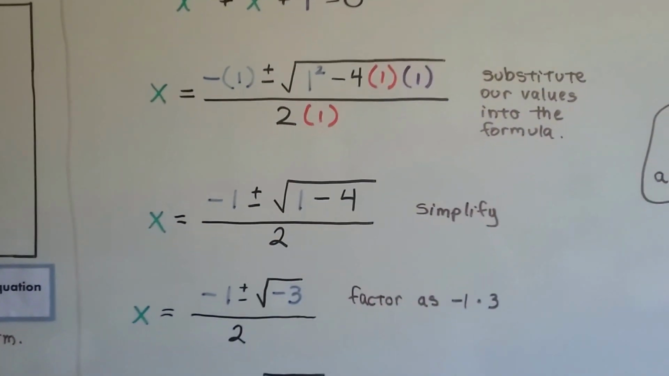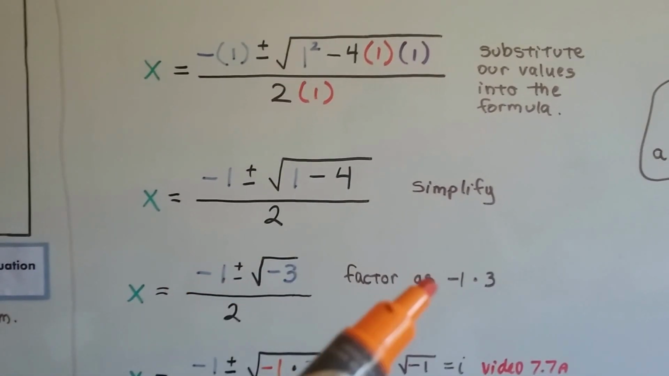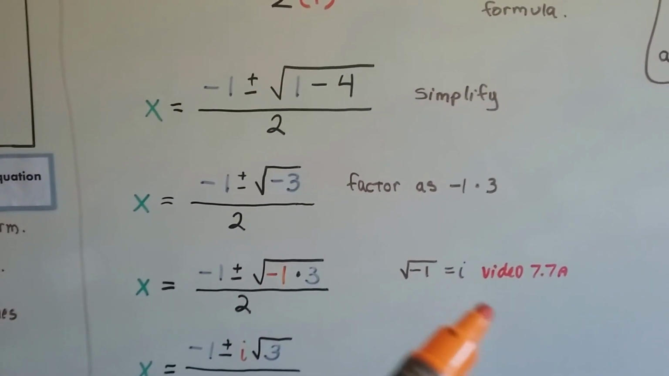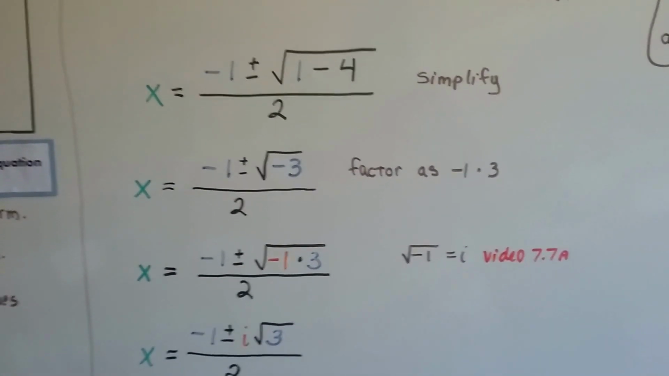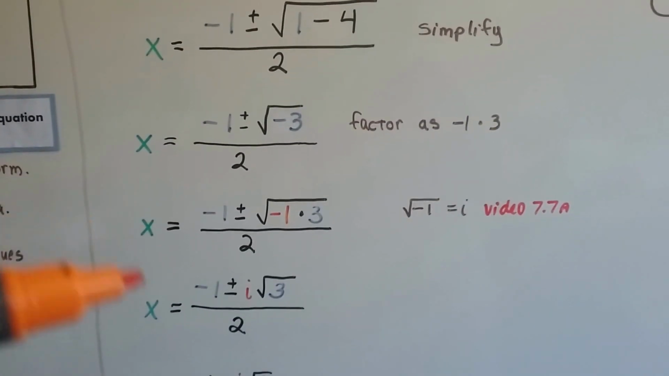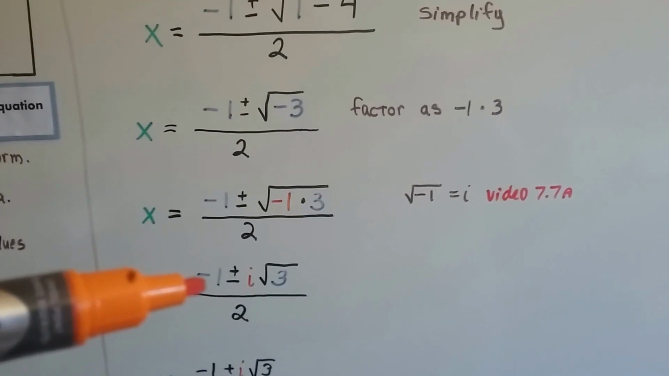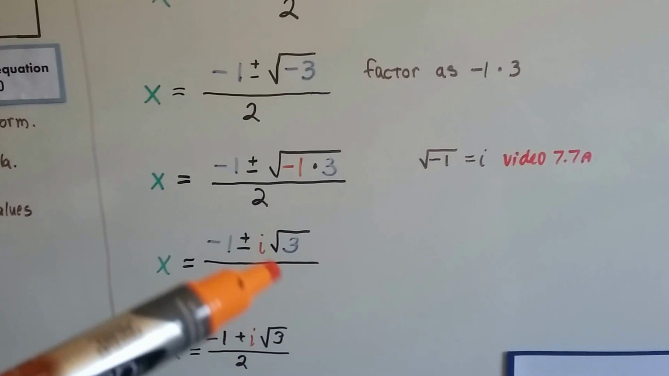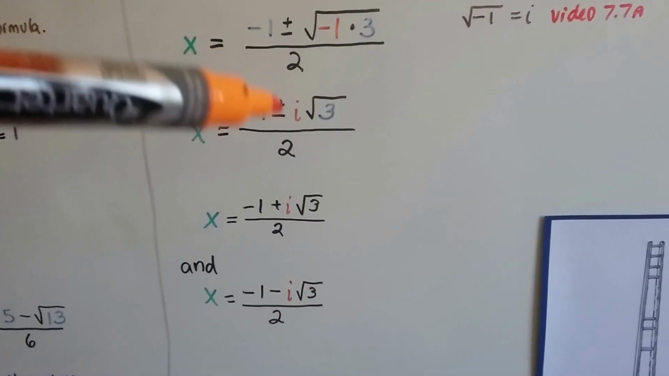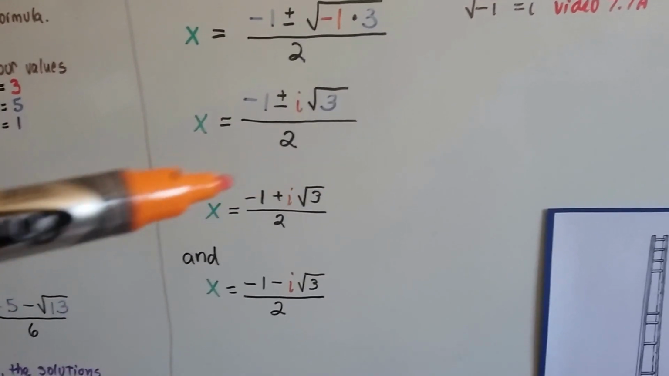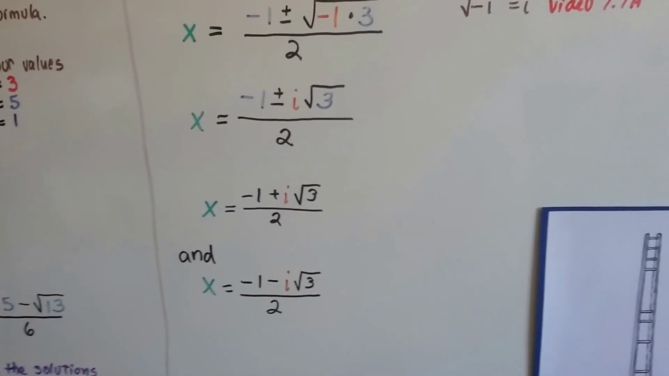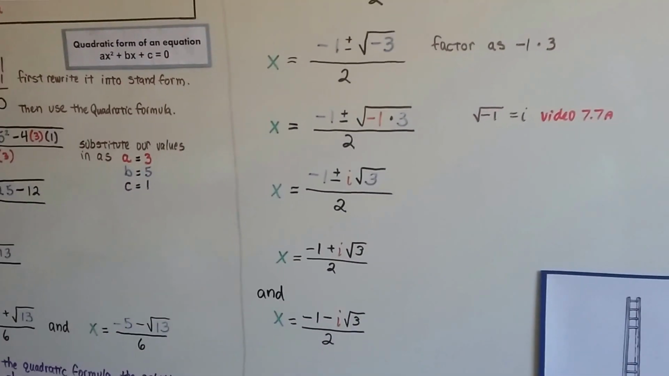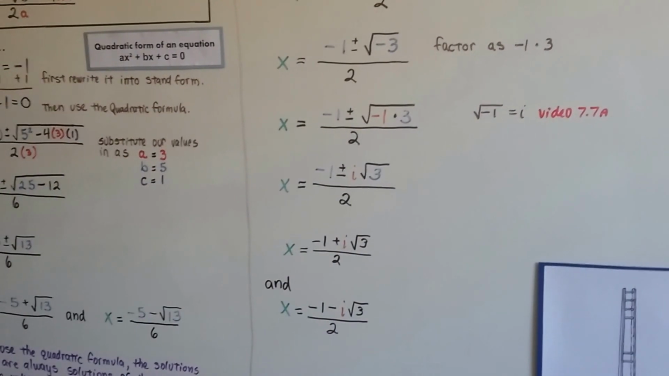Remember what we have to do when we have a negative 3 here: we factor it as negative 1 times 3, and we can pull the negative 1 out as the letter i. We did that in video 7.7a, and there's going to be a link in the description for it. So now we've got x equals negative 1 plus or minus i times the square root of 3, divided by 2. We can open this plus or minus up and say it's plus i square root of 3 or minus i square root of 3. If you're lost or confused, please look in the description for the links to help you.